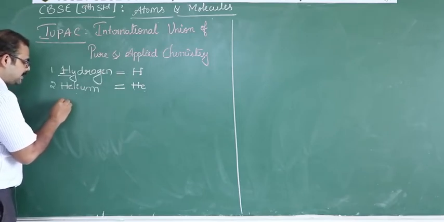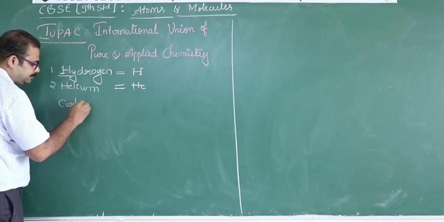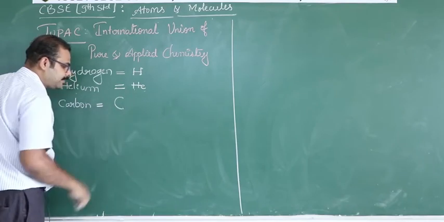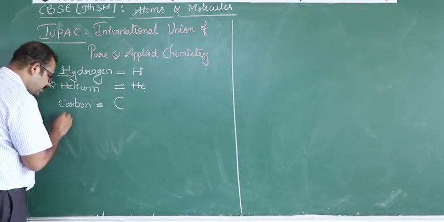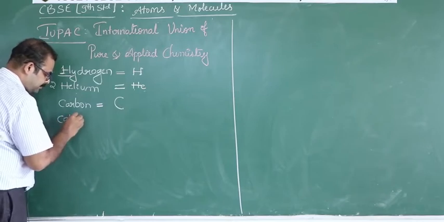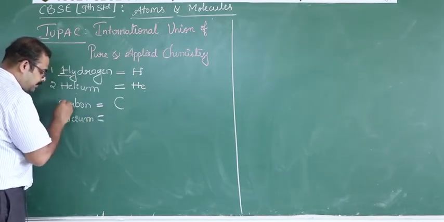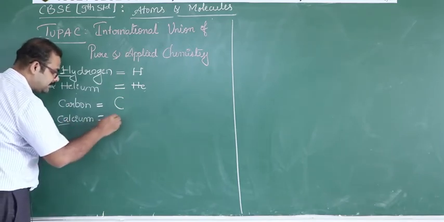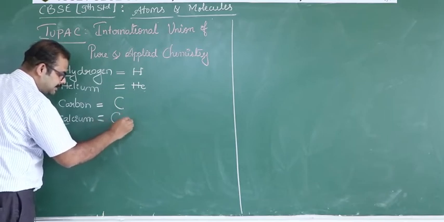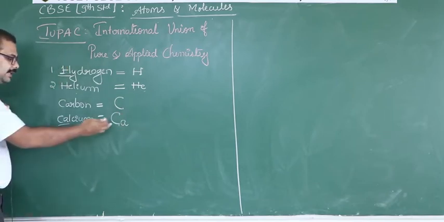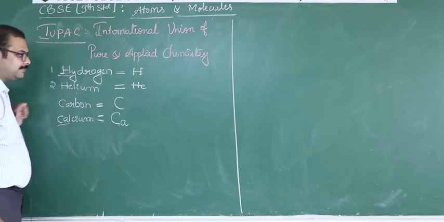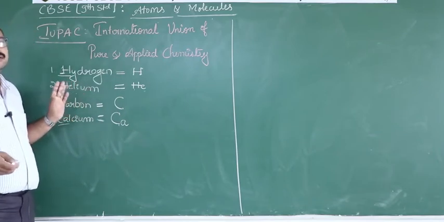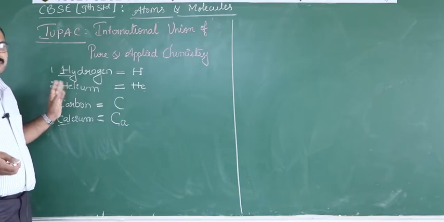Say one more example, say carbon. Carbon is represented as capital C. Okay. Then calcium. See here also both begin with the same alphabet, but we are going to take the first two letters. First letter C, second letter small a. That is Ca. Ca is a short form of calcium. So these are the rules that we have to follow while writing the symbol of an element.